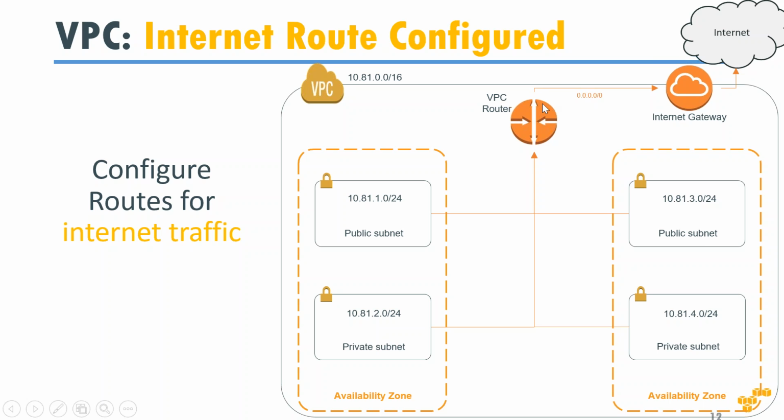So your VPC router will have a routing table. Next we will see the routing table that you can see here. The internet traffic, that is 0.0.0.0/0, will be sent to the internet gateway, and from the internet gateway it goes all the way to the internet itself.